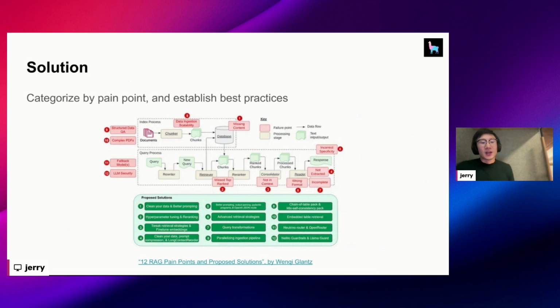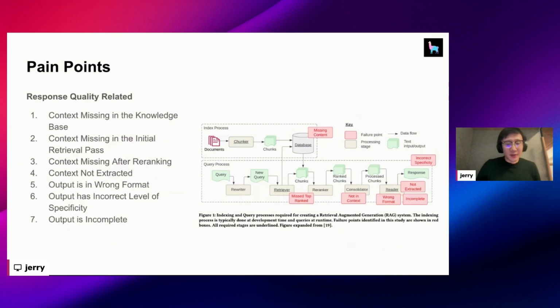An article from one of our community contributors, Wenji, actually builds upon this even more. It expands from 7 pain points to 12 pain points, with 12 RAG pain points and proposed solutions. It takes the original 7 and adds on some additional aspects, like being able to query tabular data, being able to deal with complex documents, and handling security issues. So maybe for the rest of this talk, we'll go over some of these pain points, solutions, and also briefly talk about what's next after this.